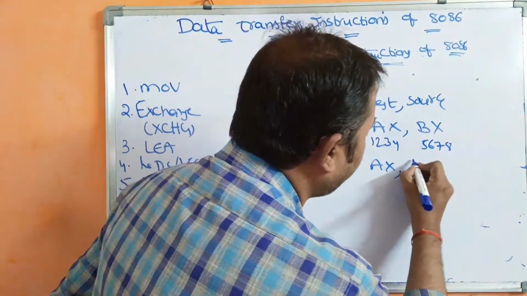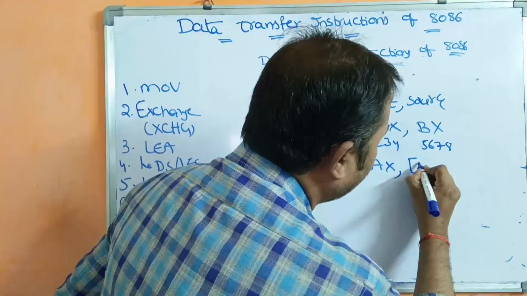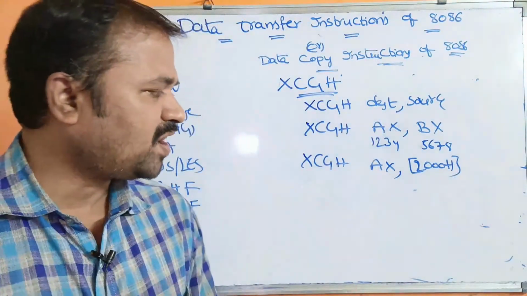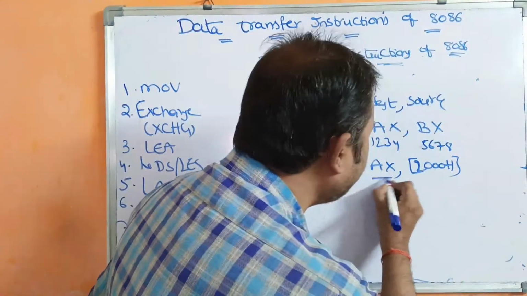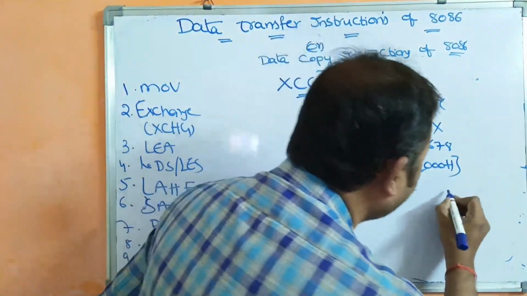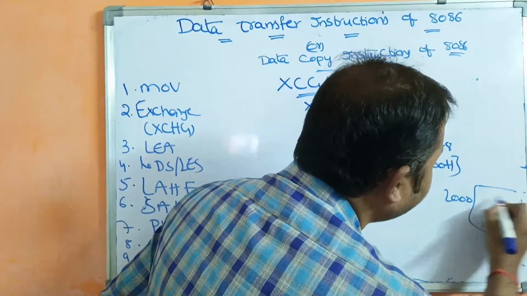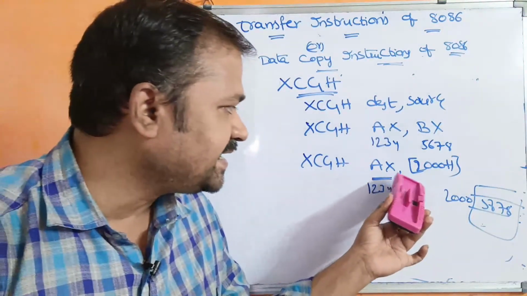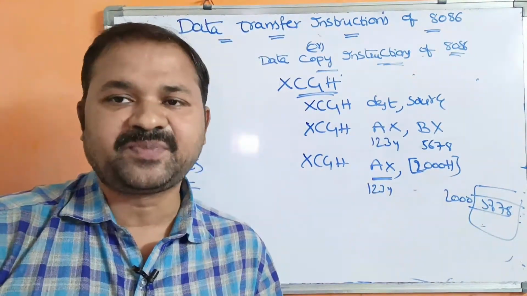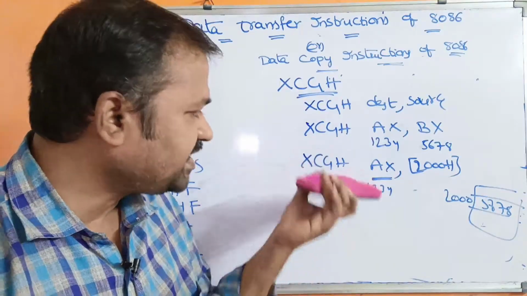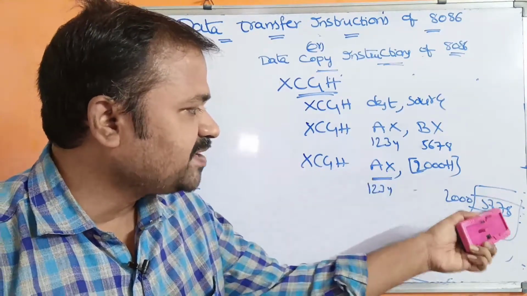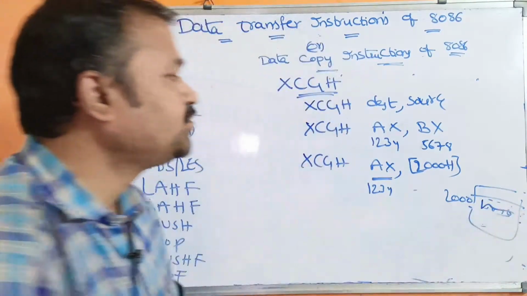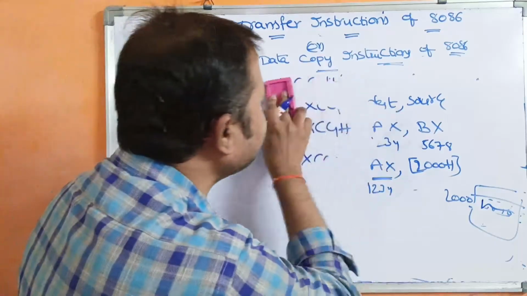XCHG AX, and let here we have 2000H. Now what will happen? Let AX content be 1, 2, 3, 4, whereas the 2000H memory location content is 5, 6, 7, 8. Now AX and this 2000H content will be swapped. After exchanging, AX content will become 5, 6, 7, 8, whereas the 2000H content will become 1, 2, 3, 4. So this is about the exchange instruction.